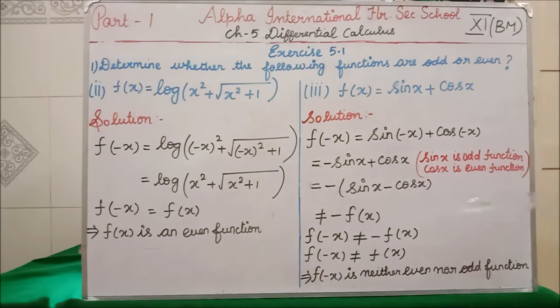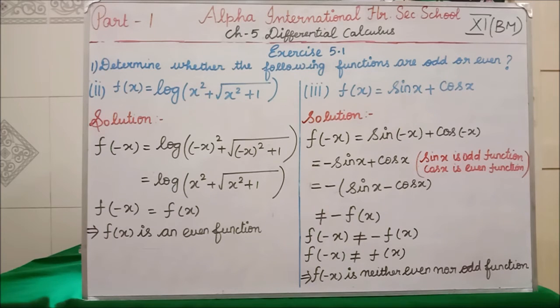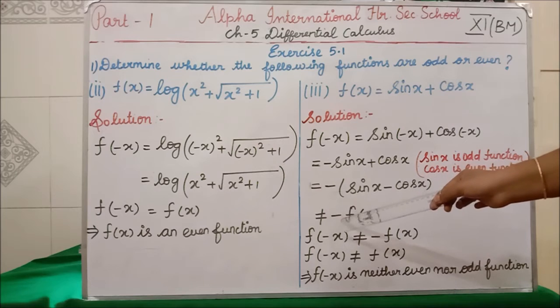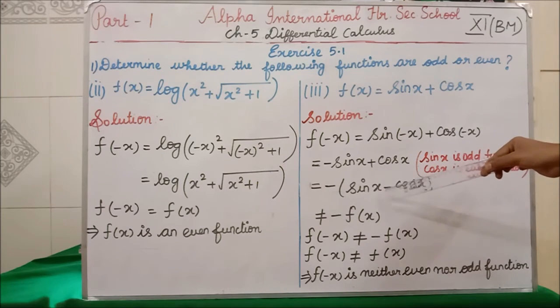Now you see students, here sin x minus cos x we are having. But our f of x is what? Sin x plus cos x. Clear? So it is not equal to, once minus is coming outside, then it should be an odd function, isn't it? But here it is not equal to minus f of x, because our f of x is not this. Our f of x is sin x plus cos x.